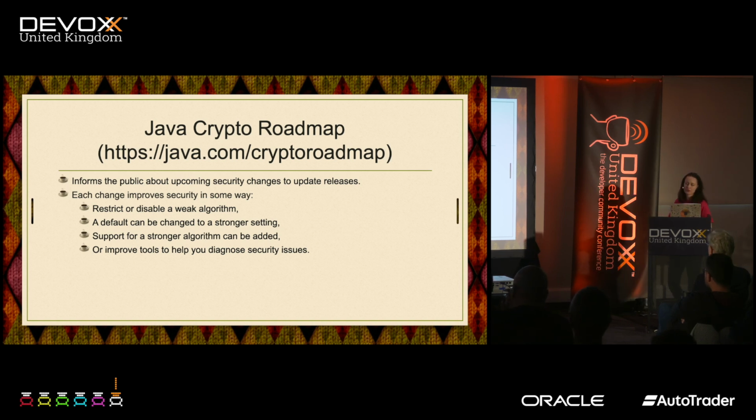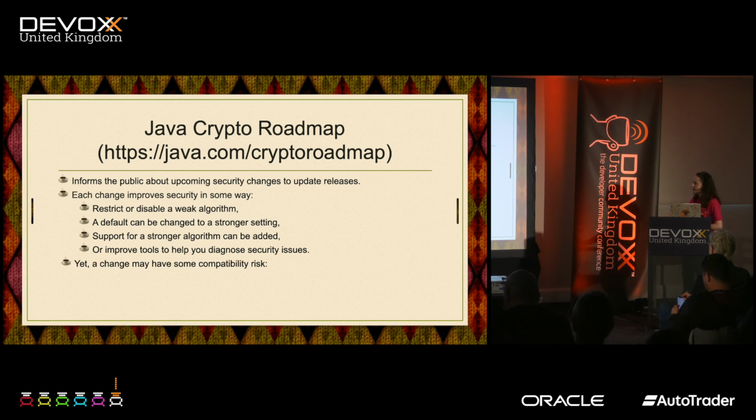Now, each change in this crypto roadmap improves security in a certain way. You can find there when an algorithm is going to be restricted or disabled, if a default has been changed to be stronger, all the details about the support for stronger algorithms that was created, or if the tools that help you diagnose security problems have been improved. Everything is documented there in a very nice table.